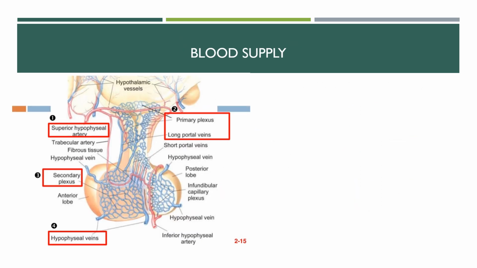Now, blood supply of pituitary gland. Blood supply to pituitary is achieved by means of superior and inferior hypophyseal arteries. So this is a superior hypophyseal artery, and this one is the inferior hypophyseal artery. Superior hypophyseal artery terminates in rich capillary network in the median eminence.